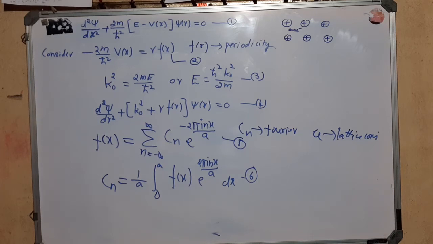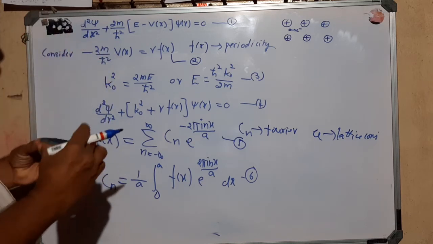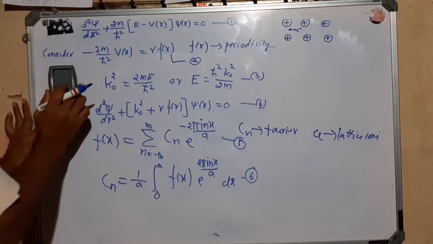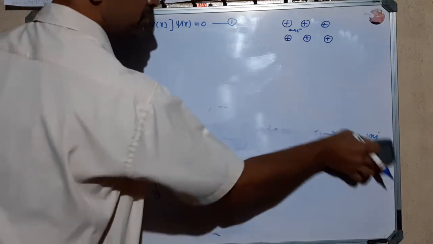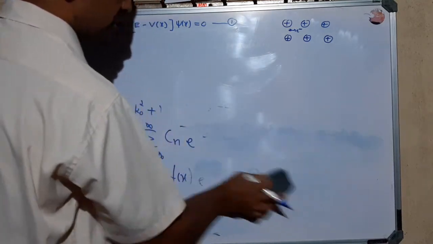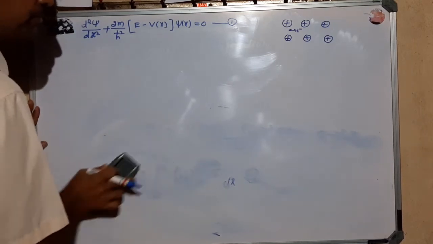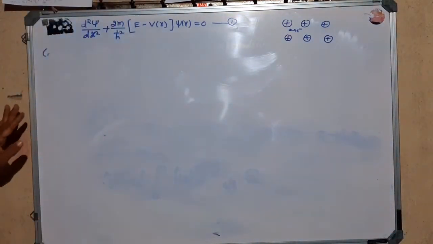Now, let us apply the same concept for V of x. V of x represents what? It represents the potential of the electron. So, what have we considered? The potential of the electron is also periodic. You have to recall the Bloch theorem. So, V of x is also a periodic function.